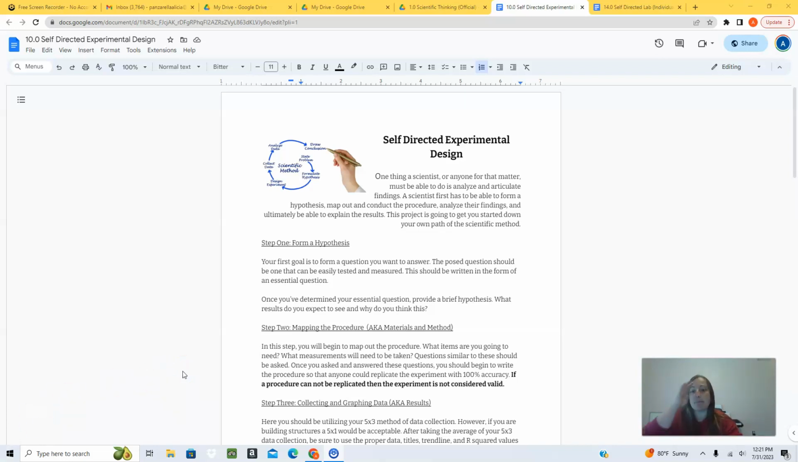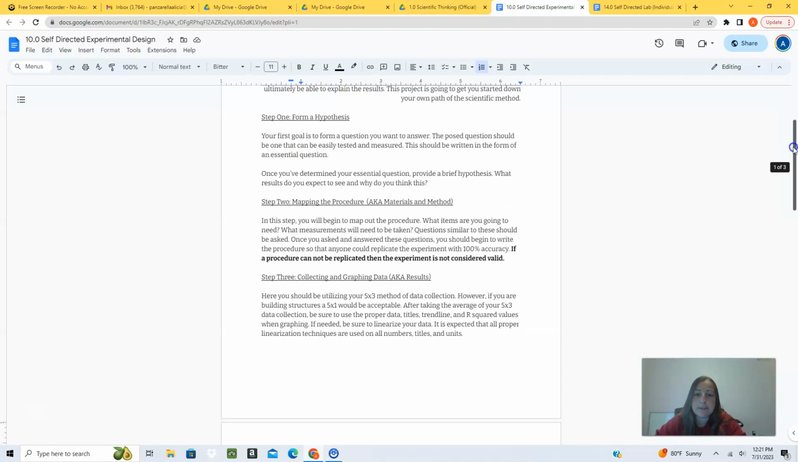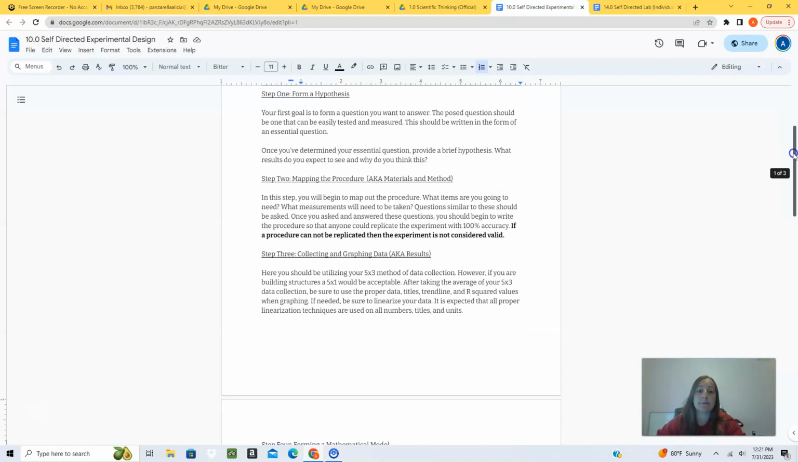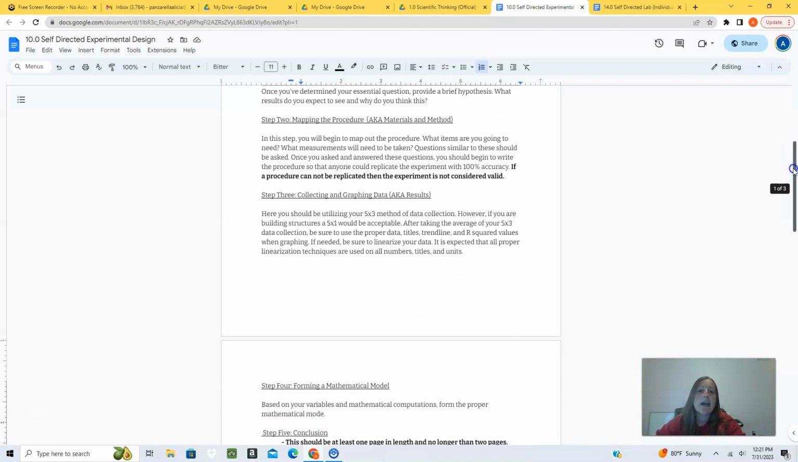So obviously we know that by this point for your experimental design process, you're going to form your essential question, you're going to form a hypothesis, you're going to tell me how you went about conducting the experiment. So that's in your procedure. And if I could scroll down, that would be lovely. There we go. Where you're also going to be listing your different materials.